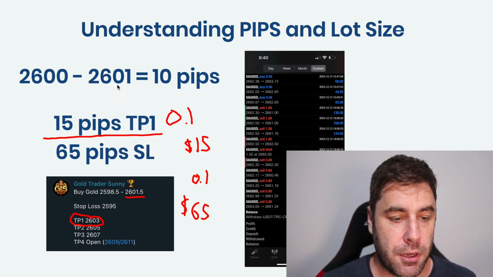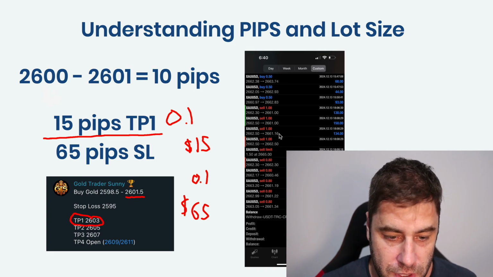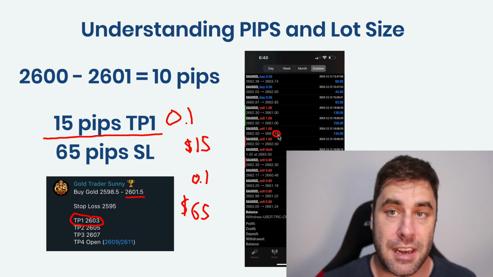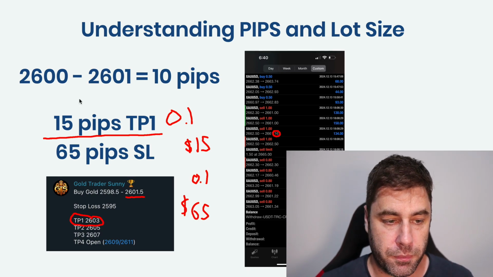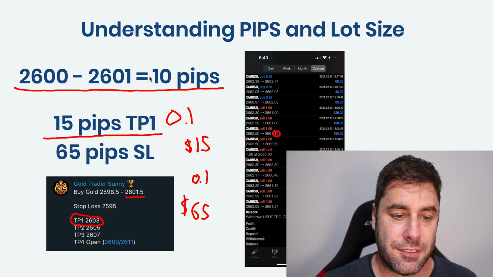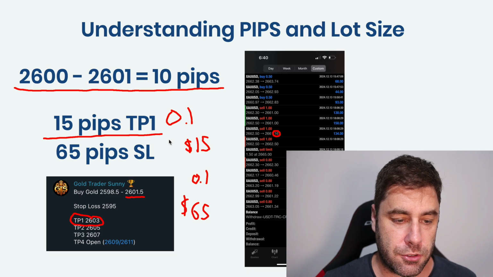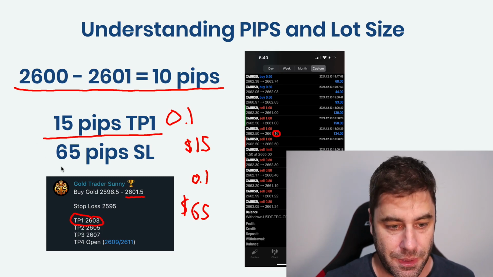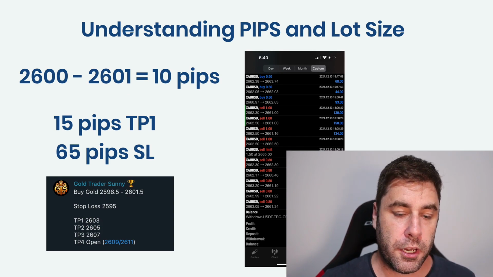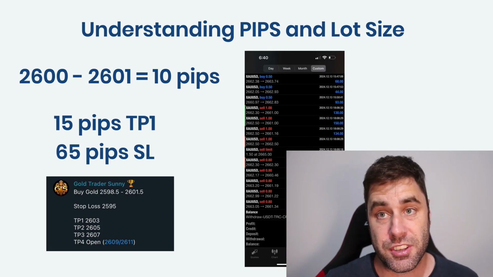Every time the number goes up, you see here how there's these decimals, 0.16. Each 10 of those is a pip, 1 pip. But basically this is how it works. 206 to 201 is 10 pips. And then we use lot sizes to calculate how much we're going to make. But let me try to explain it in a better way. We're going to use what is called a lot calculator or risk calculator.